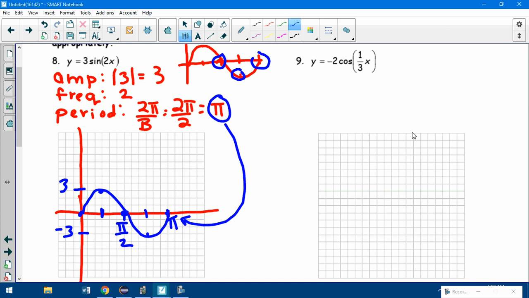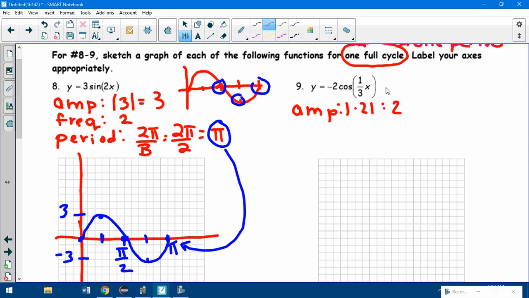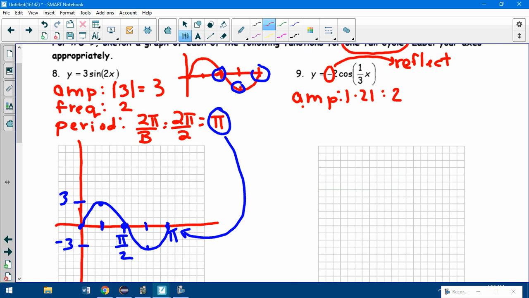Okay, so now do the same thing with this one. What's the amplitude? All right, it's 2, not -2, because amplitude's always positive. Well, what is the negative going to affect? There's going to be a reflection. So I would just circle it, write a note to yourself that you need to reflect it. What's the frequency? 1/3. And what's the period?